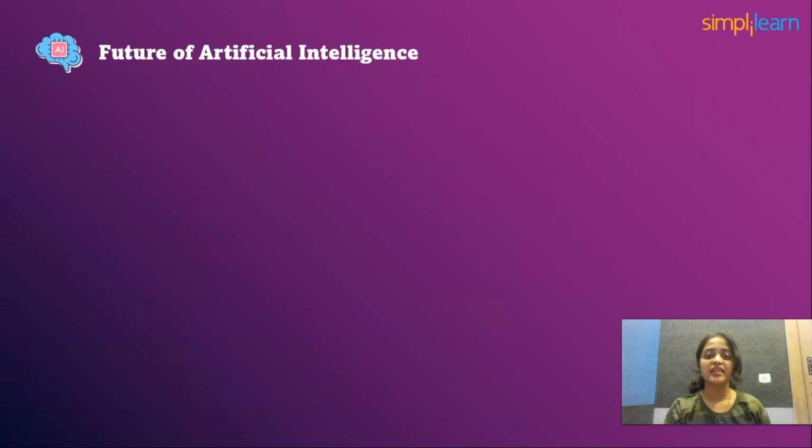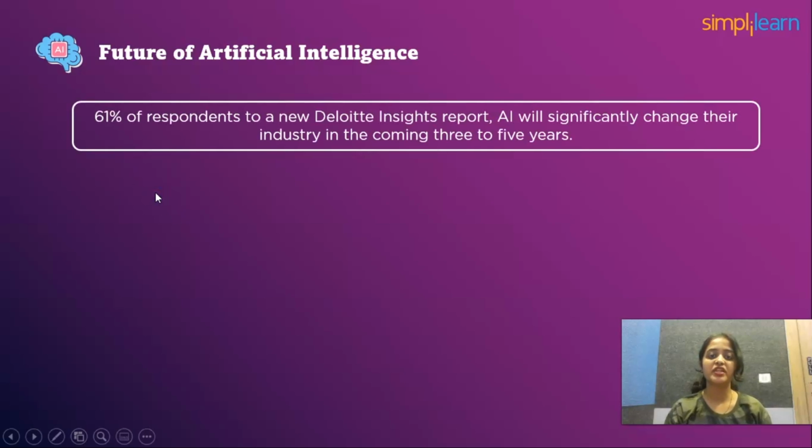Among elite firms, there is a real evidence-based transition toward artificial intelligence. According to 61% of respondents to a new Deloitte Insight report, AI will significantly change their industry in the coming 3 to 5 years. Additionally, adoption is significant for each firm, with 53% of those surveyed investing more than $20 million in AI personnel and technology in the previous year.